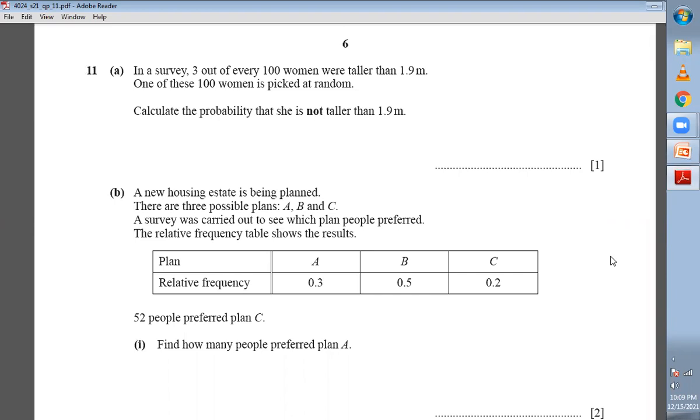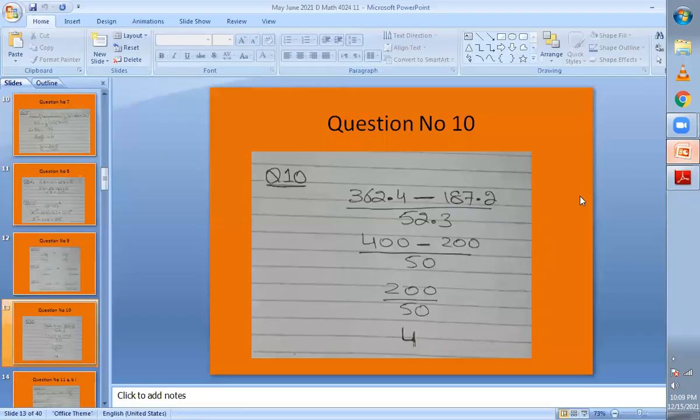So see, out of 100 women, 3 women are taller than 1.9 meter. So the women who are not taller than 1.9 meter will be 100 minus 3, 97. So they are asking you to find the probability that she is not taller than 1.9 meter, and that will be 97 by 100. Let me show you my work.